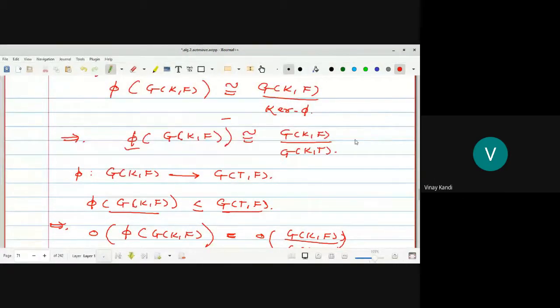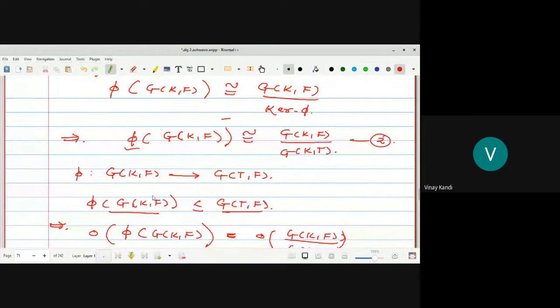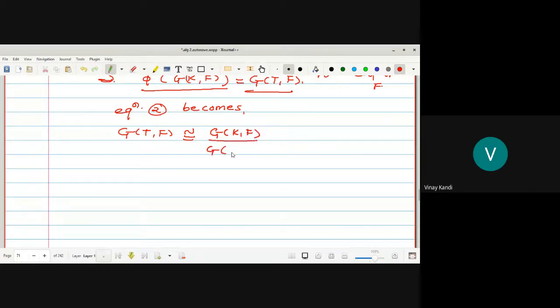Okay, so putting the value of phi of GKF here in equation 2, equation 2 becomes GTF is isomorphic to GKF divided by GKT. Hence proved. Any doubt up here?